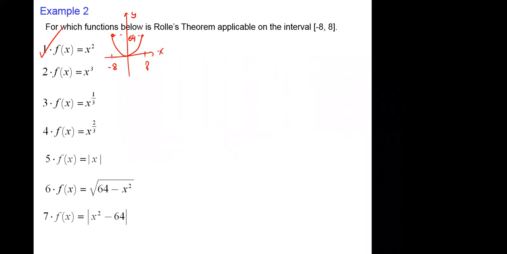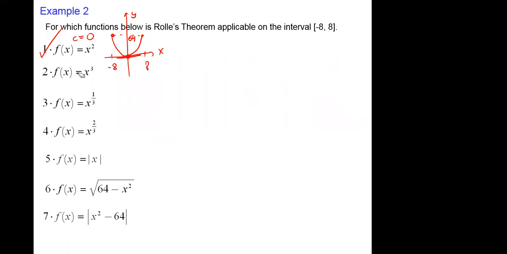Actually, looking at the graph, not even computing, can you tell me what the value c is? The derivative is 0 at c? It's of course 0, because I can draw a horizontal tangent at 0. Yes? Okay, good. Okay, what about x cubed?